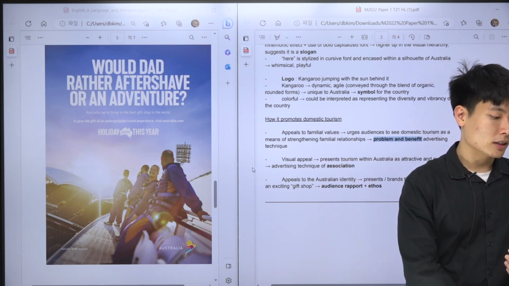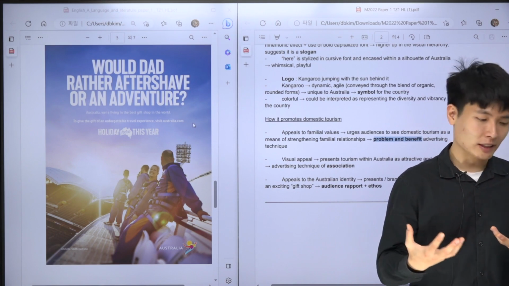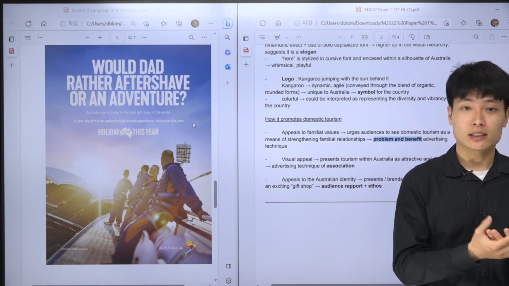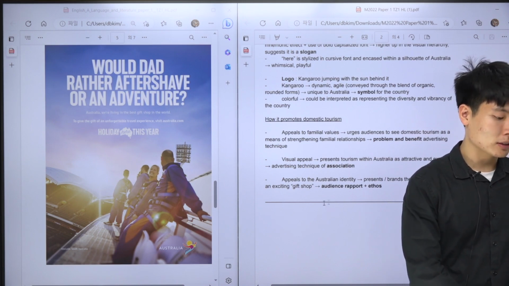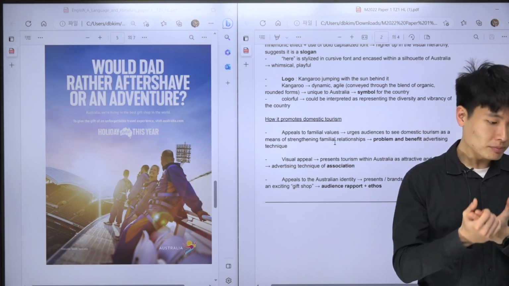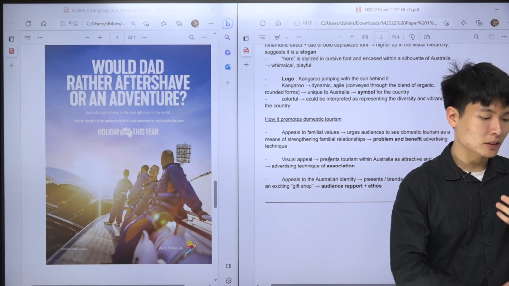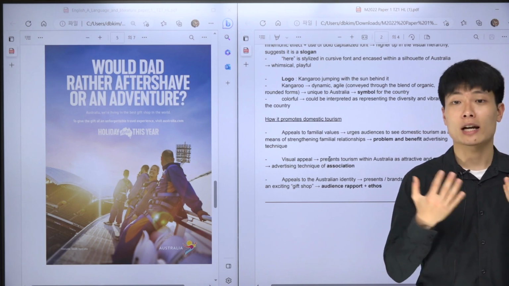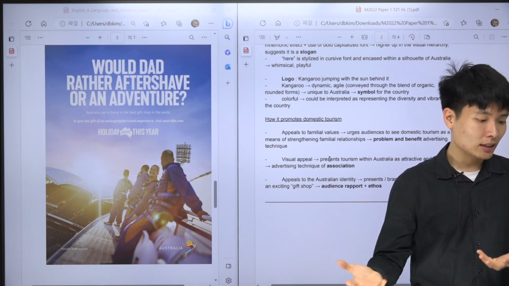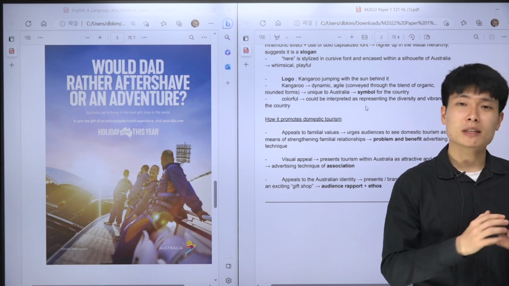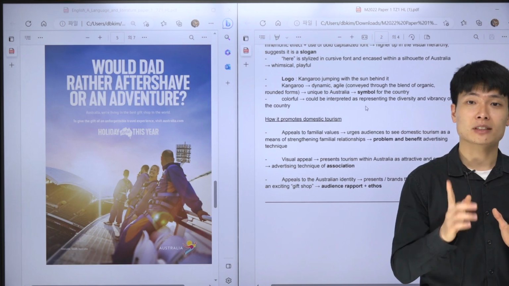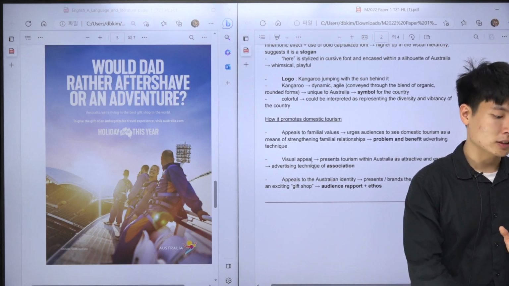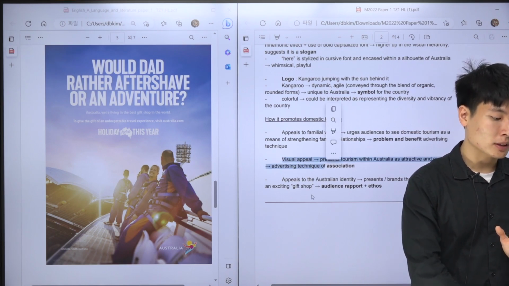We can also talk about just the simple visual appeal of the ad, with all the contrasting colors, the background, the connotations of these visual features as well. So all of this together presents tourism within Australia as attractive and exciting. And we already mentioned the word association. That too is an advertising technique. So we can mention that when discussing the second point.